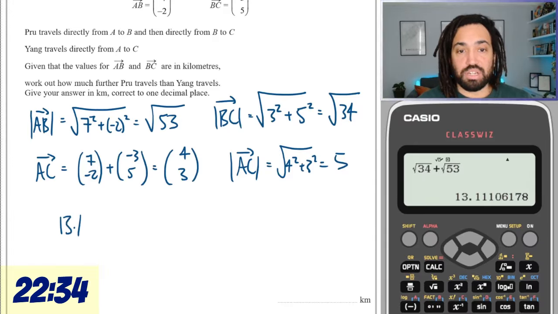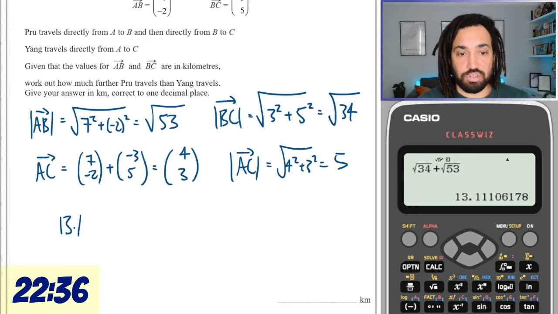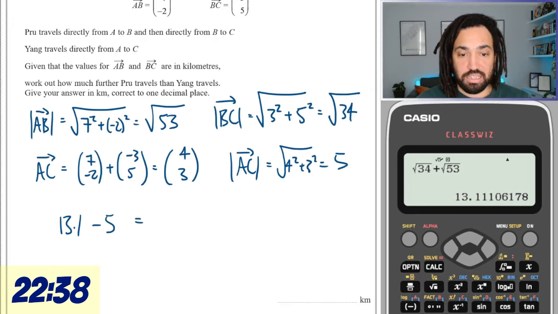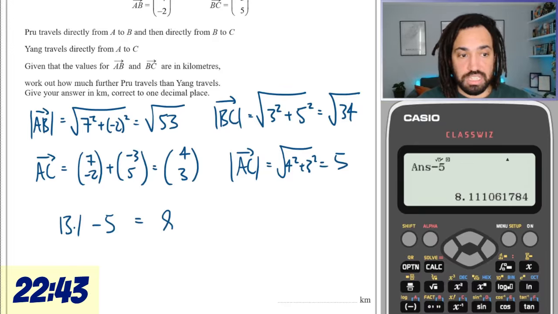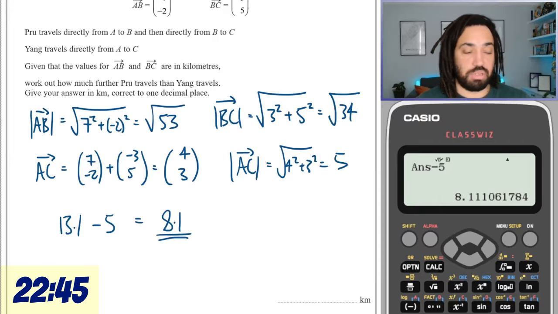But it says work out how much further Prue travels. So let's take away, because we need to find the difference. So it's 8.1 to 1 decimal place.